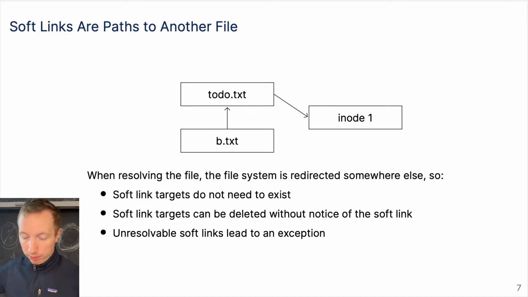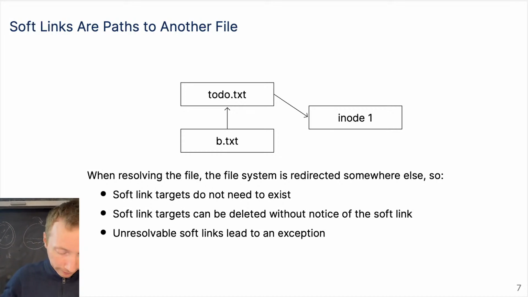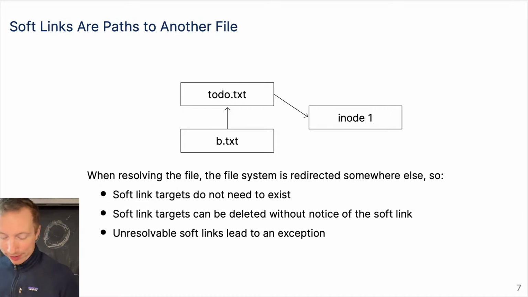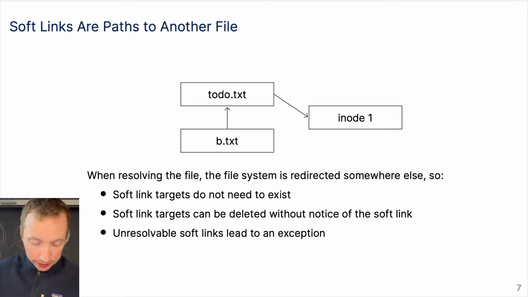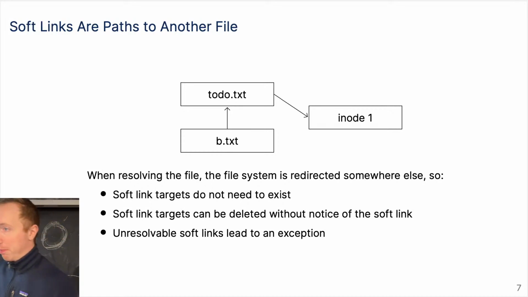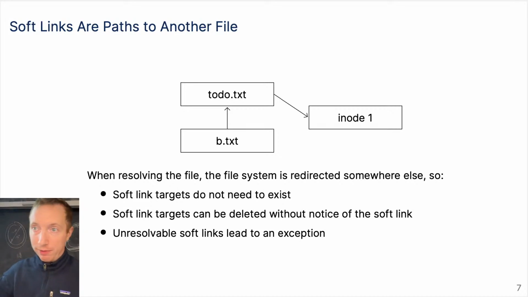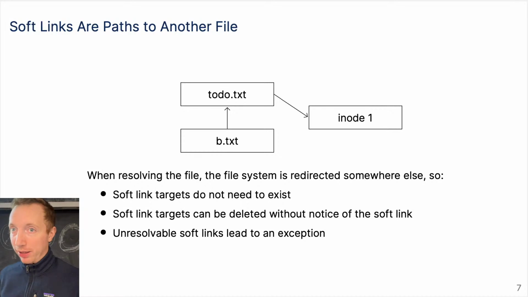And if you want to read the contents of b.txt, you have to follow it to todo.txt, and then you can get the inode and actually figure out the contents of the file. When we play with this, we can see that sometimes the targets of soft links can be deleted. So we could delete todo.txt, and then you can't resolve the target of a soft link, although it still exists. That is a condition you have to cover in your programs: the files I access might actually be soft links, and they might not point anywhere.